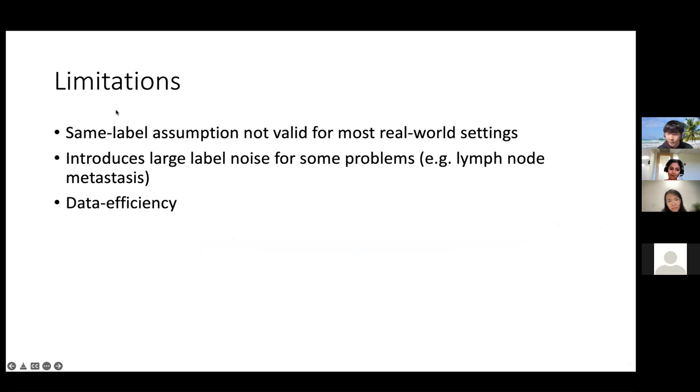For example, if lymph node metastasis detection is your task, the lesion might constitute just a very small fraction of the lymph node. And so if a slide is positive, it would be unreasonable to teach the model to classify every single region in the slide to be positive. If you use it for such problems, the model might not learn anything useful at all.